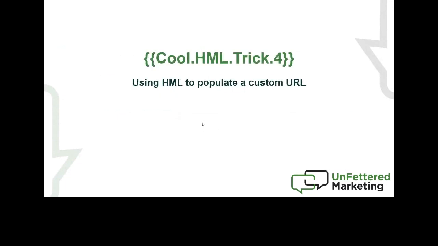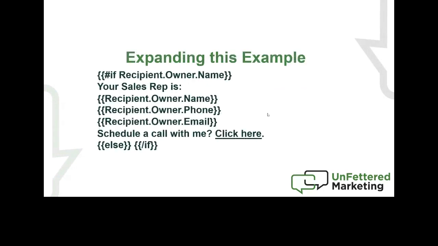Trick 4, and this starts getting into really, really interesting stuff: using HTML to populate a custom URL. This capability's been in Pardot all along, but HTML with the ability to do the logic and so forth to expose these or not expose them makes it even more useful. So expanding the example we had earlier with you're a customer or you're not a customer. In this case, they're not a customer, so I've got the schedule a call with me, click here button.